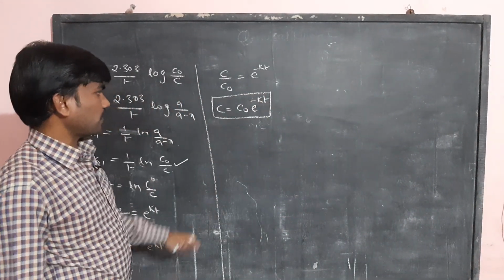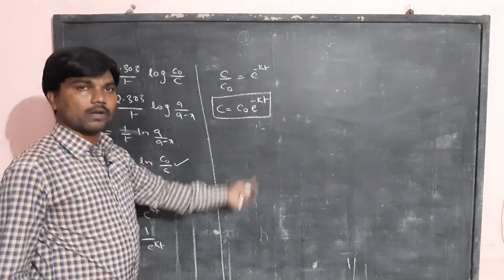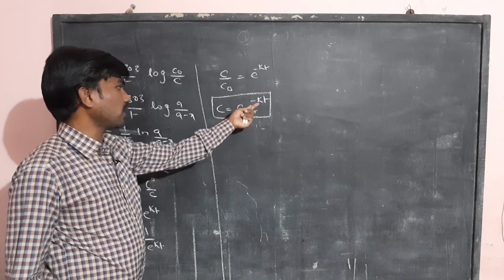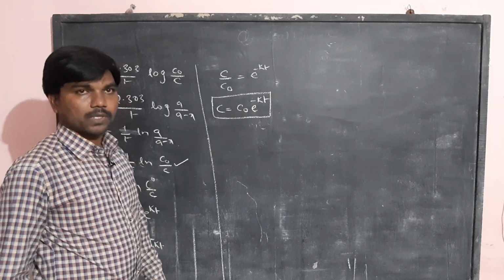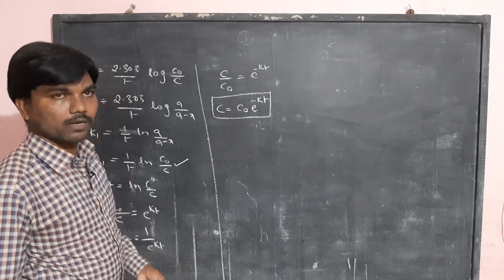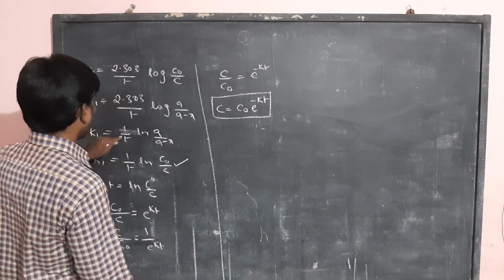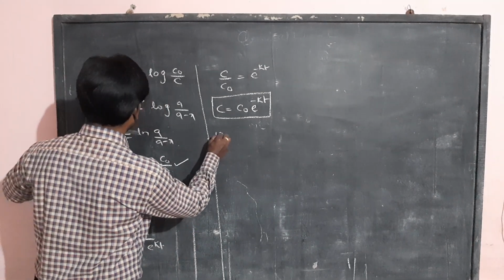So this we call exponential rate. Why? Because we are expressing the concentration as e to the power of something. That's why we call it exponential concentration, concentration in exponential terms.